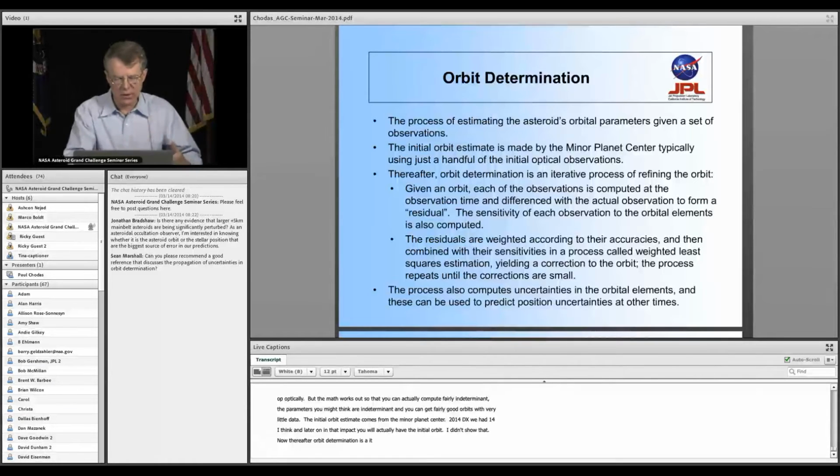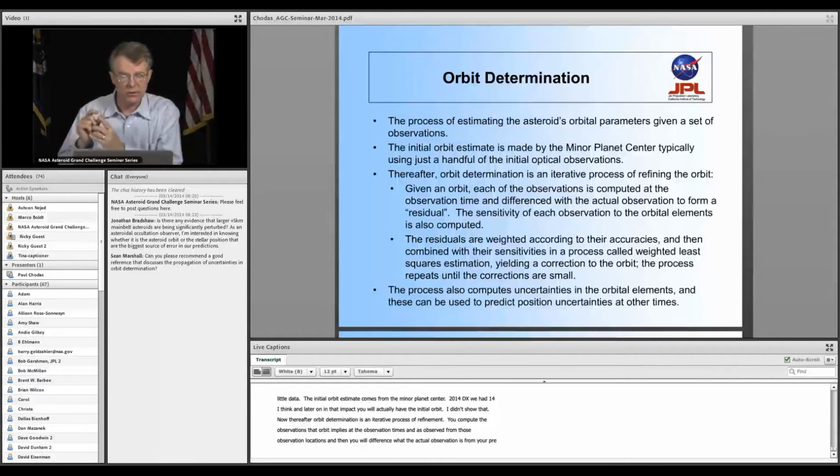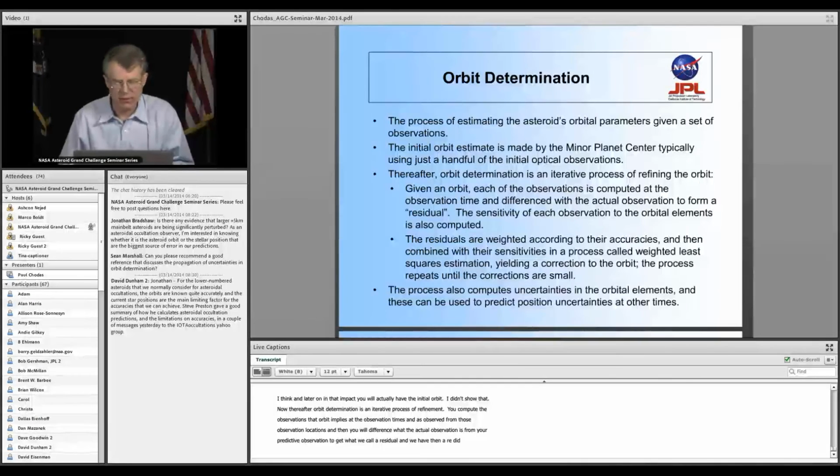So given a starting orbit, you compute the observations that that orbit implies at the observation times and as observed from those observation locations. And then you difference what the actual observation is from your predicted observation to get what we call a residual. And we have then residuals for all our observations. We also compute the sensitivity of each of those observations with respect to the orbital elements themselves, which is a big matrix, actually.